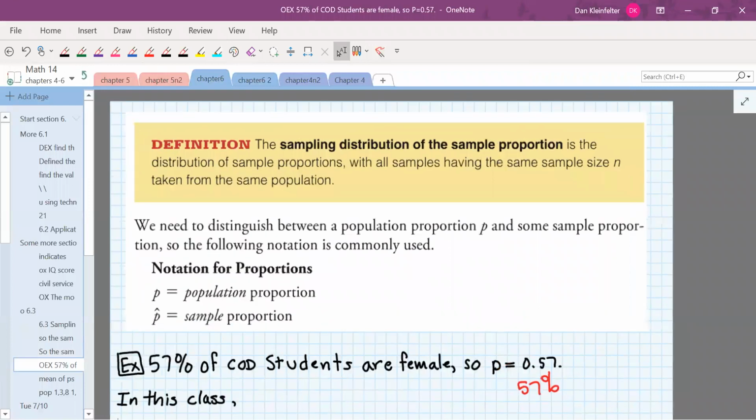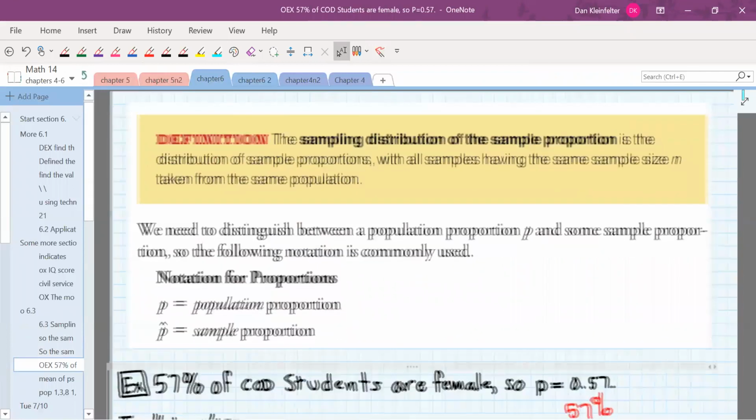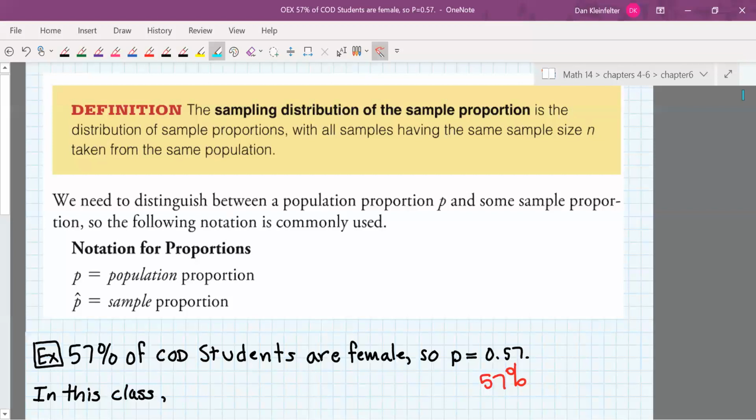We have a sampling distribution for proportions too. The sampling distribution for the sample proportion is the distribution of sample proportions with all the samples again having the same sample size n taken from the same population. We have symbols for proportion, so it's going to be p again. P is used a lot in this class for different purposes. Here's one of them. We used P for probability back in chapter 4. We can also use P to represent the proportion of something.